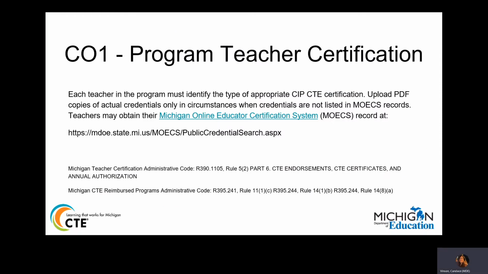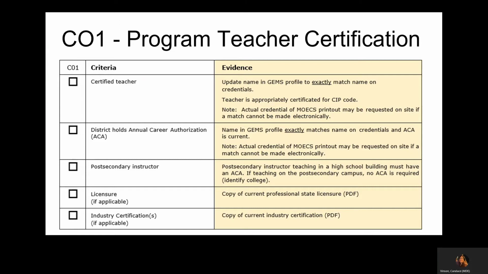Each teacher must have appropriate certification for their CIP area. When reviewing the CIP self-review, your certification will be verified through MOEX, as teacher certification is public record. There are 3 types of certification that are allowable: a traditional teacher certification, an annual career authorization, which is also known as an ACA, or a college instructor who is teaching on the college campus. If a college instructor is teaching on the college campus, in the case of some of our contracted CTE programs, then an ACA is not required.